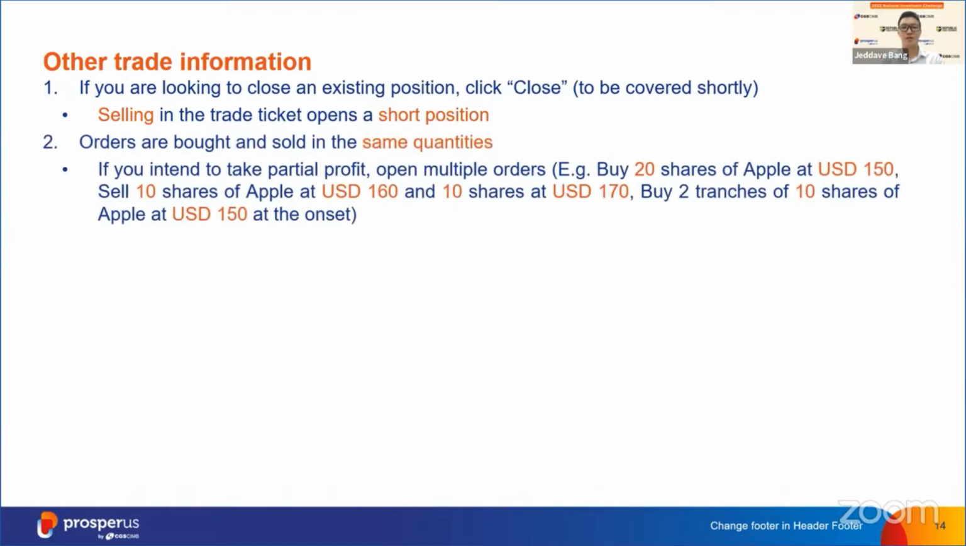Number two, when you place any orders, the orders are always bought and sold in the same quantities. So let's say if you want to take partial profit, do try to enter your 20, 20, 10, for example. Or if you do a short position, what you will need to do is close the order for the entire bulk of it. All this we'll cover again shortly later. So do hold your questions, but later on we can cover this again.